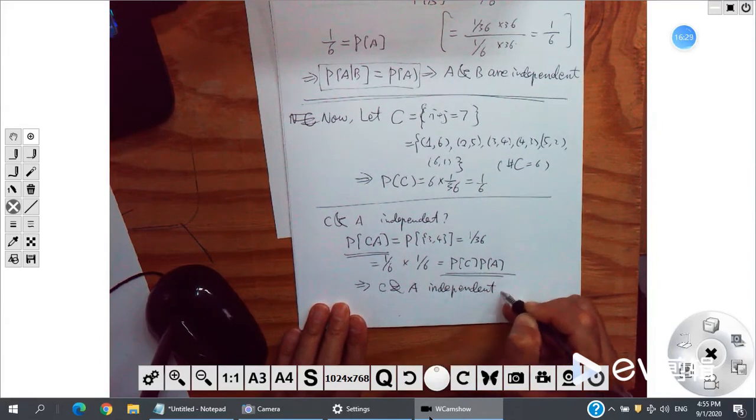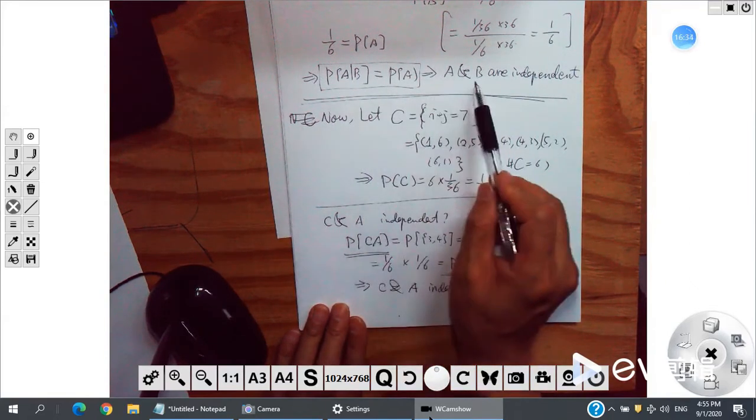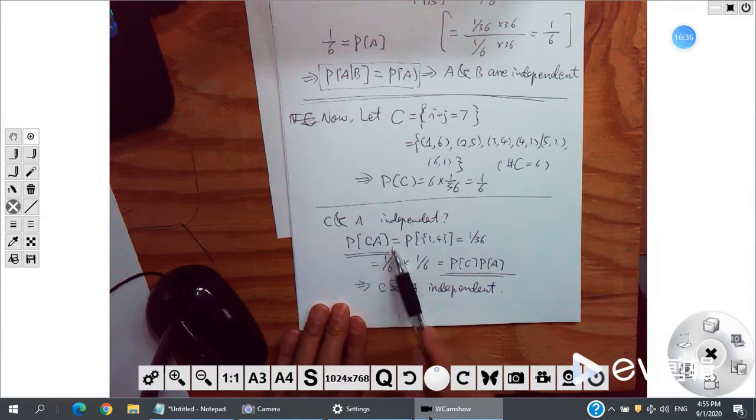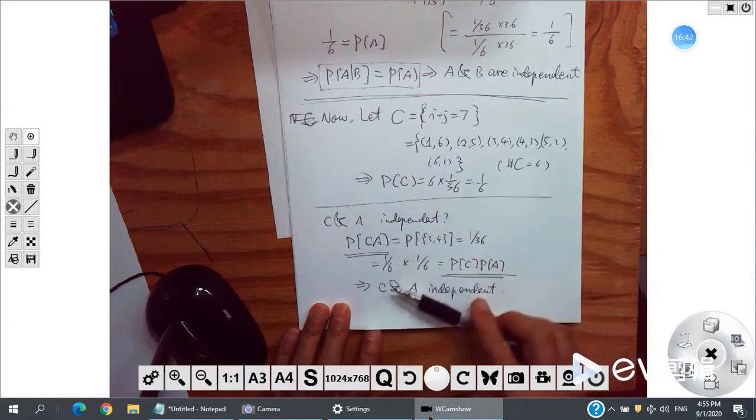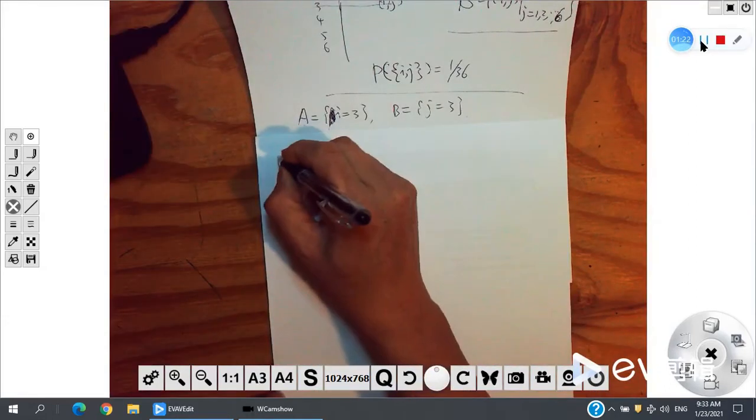They are independent. We know A and B are independent. A and C, or C and A, they are also independent. Now we check the third pair. We also can have C and B, right? C and B.